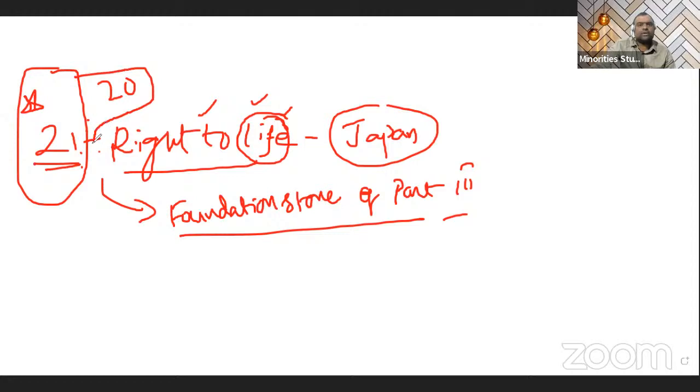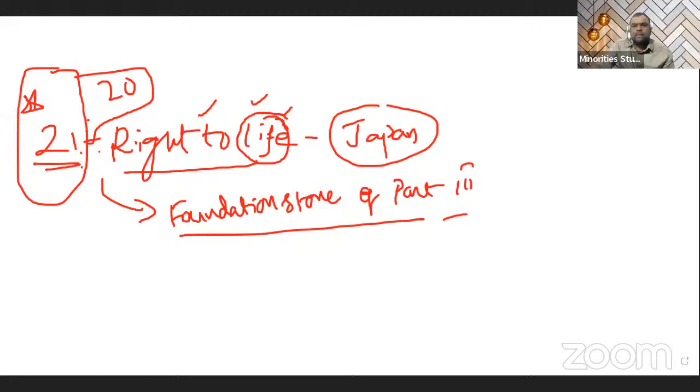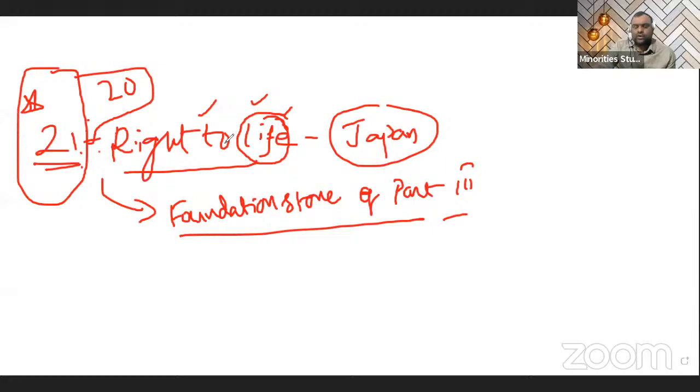At any cost, Articles 20 and 21 will not be suspended at all, even at the time of emergencies. Article 20 and Article 21 are permanent articles. Very, very important, right? Okay. So what does this article talk about?